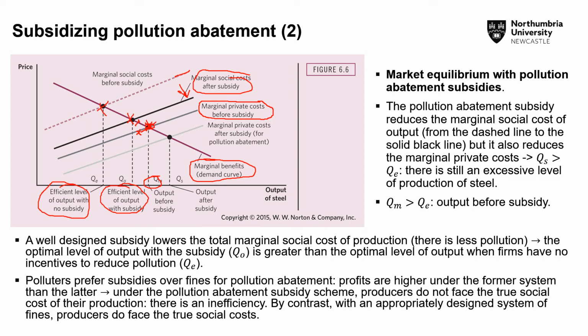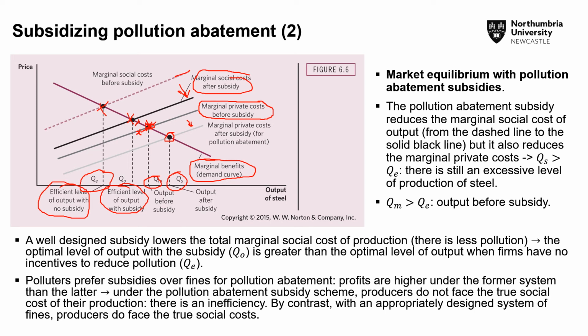So the result of lowering the marginal private cost with a subsidy is that the supply curve for the firms shifts downwards. So the level of output that is produced after the subsidy corresponds to Q subscript S. So even then, we are still producing a quantity of output that is greater than the efficient level of output with no subsidy. So this is where we should be producing. That is the efficient level.